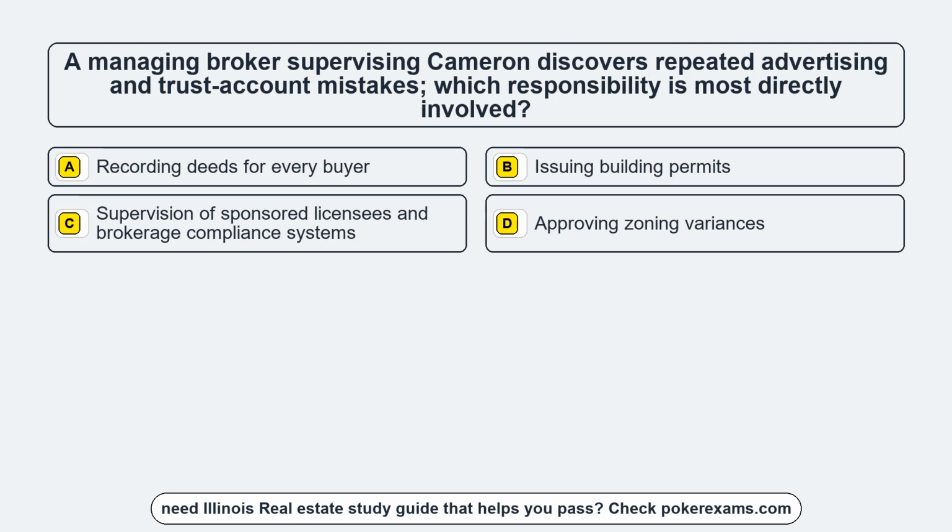Question 7. A managing broker supervising Cameron discovers repeated advertising and trust-account mistakes. Which responsibility is most directly involved? Option A, recording deeds for every buyer. Option B, issuing building permits. Option C, supervision of sponsored licensees and brokerage compliance systems. Option D, approving zoning variances.